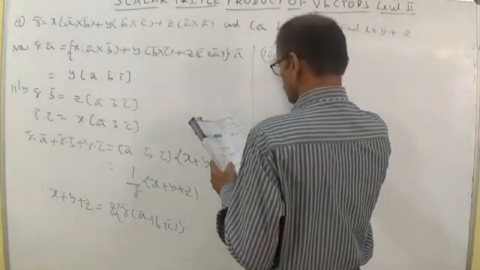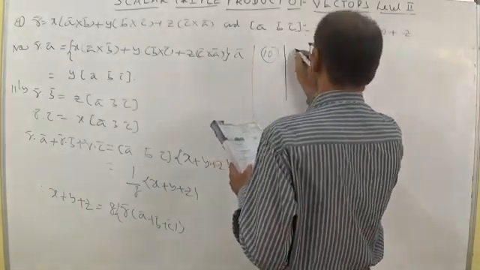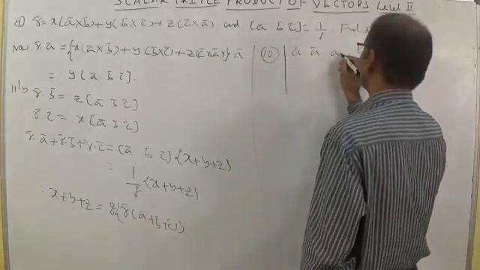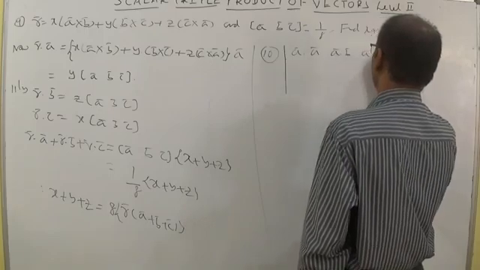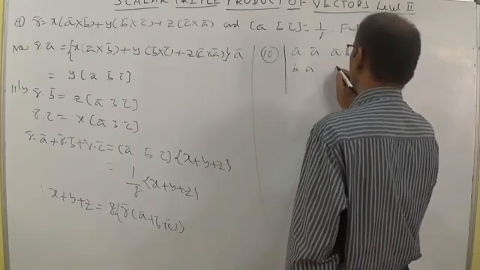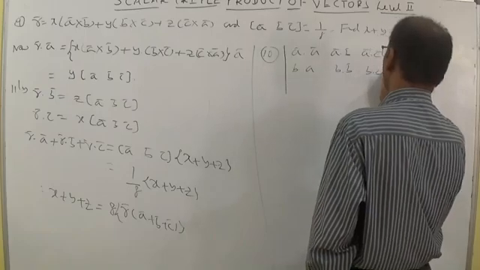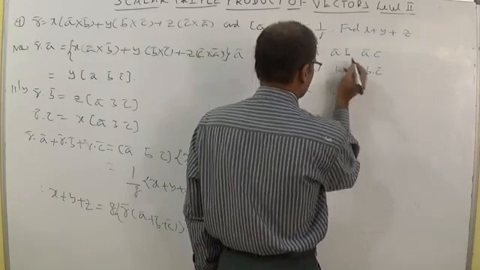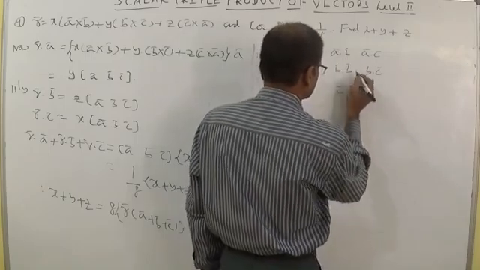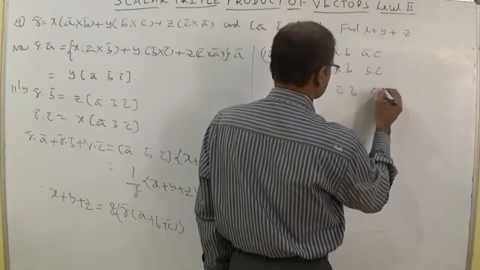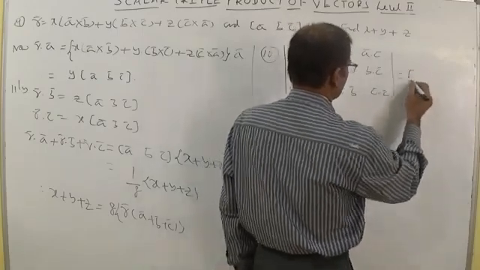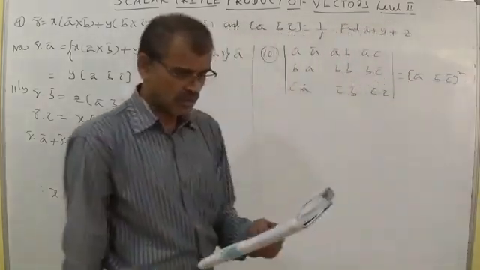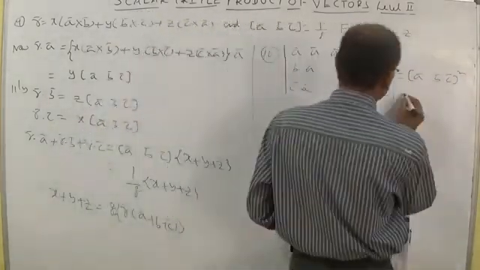10th question, students, you should remember, already yesterday I said the formula of box ABC whole square is the determinant with rows: A bar dot A bar, A bar dot B bar, A bar dot C bar; B bar dot A bar, B bar dot B bar, B bar dot C bar; C bar dot A bar, C bar dot B bar, and C bar dot C bar. Yesterday I said the notation of this determinant is box ABC whole square, which is equal to 0, as given.